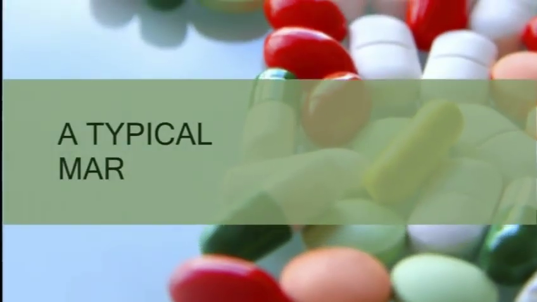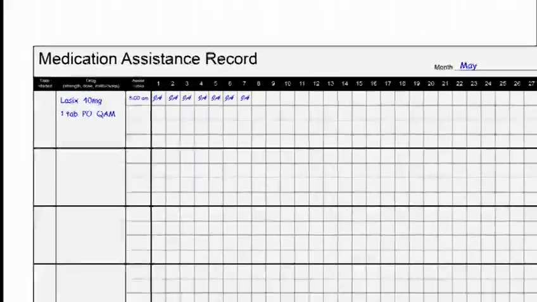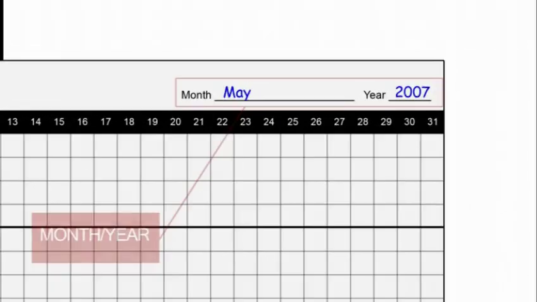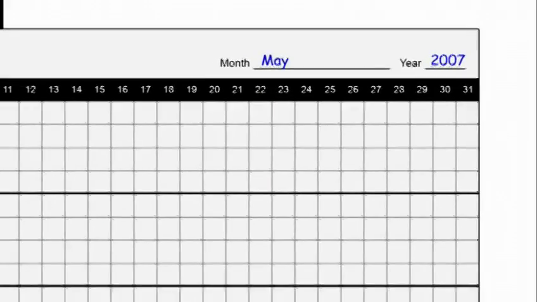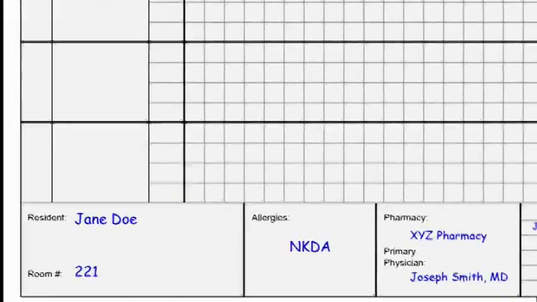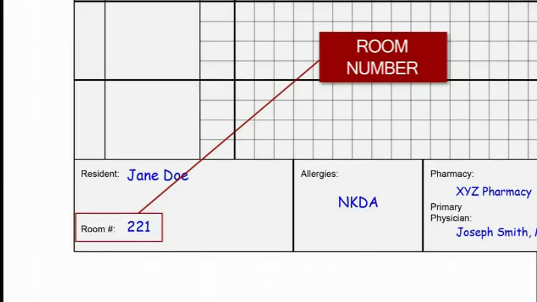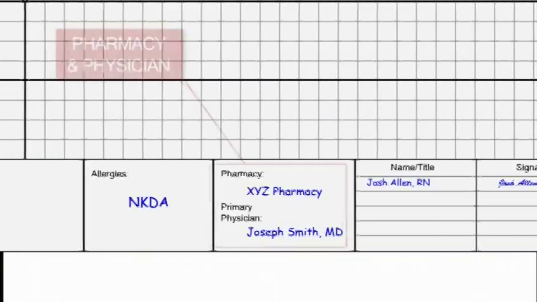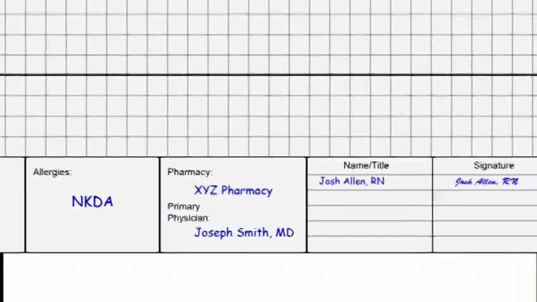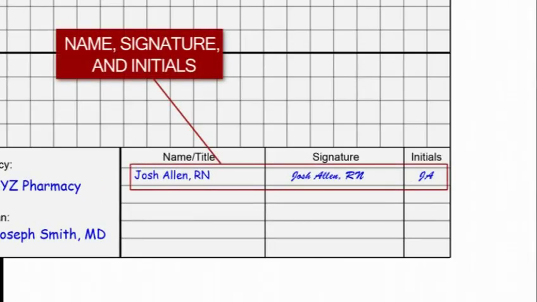While designs may vary, what you see here is a fairly typical medication assistance record. At the top of the form is a place to indicate the month and the year, as each MAR is intended to be used for 1 month. At the bottom of the MAR are places to indicate the resident's name, their room number, any allergies that they may have, the name of their pharmacy and physician, as well as a place for each staff member that uses this particular MAR to list their name, signature, and initials.